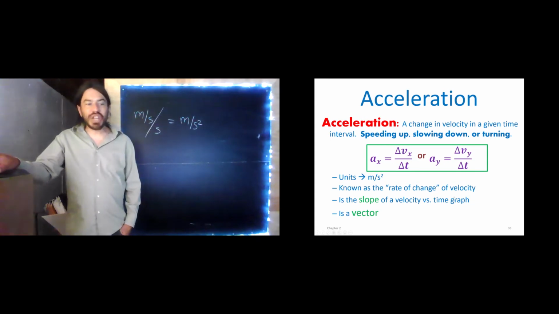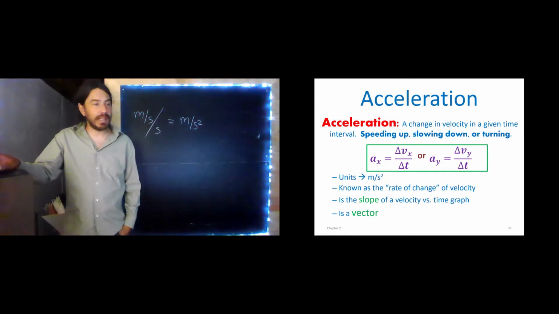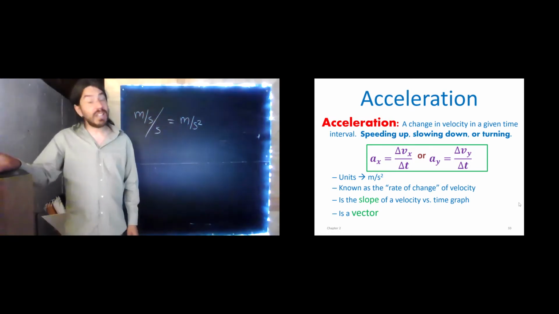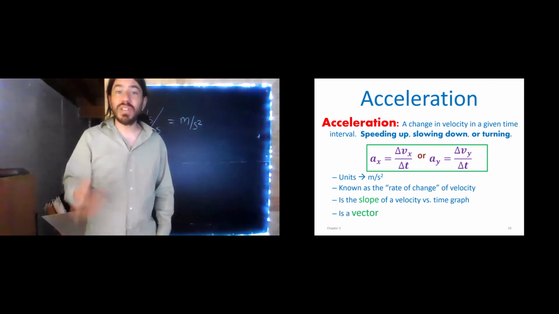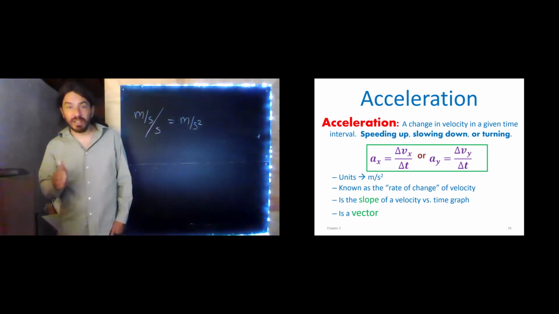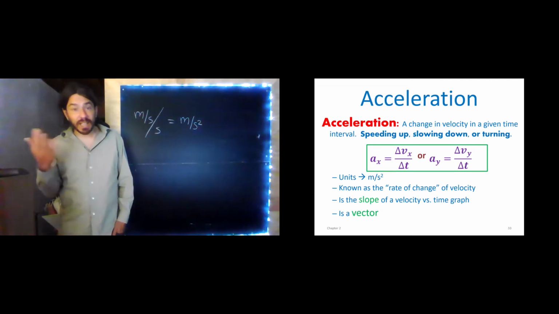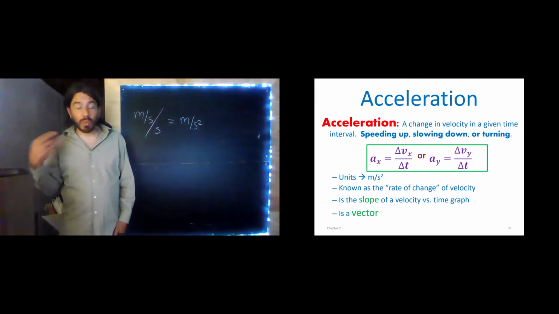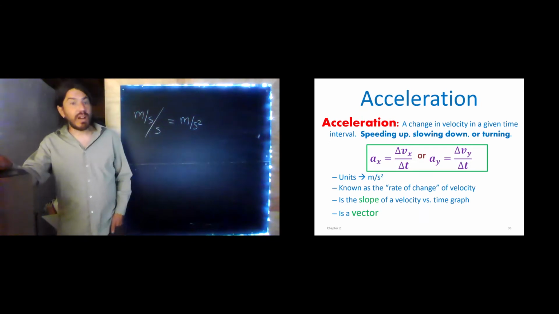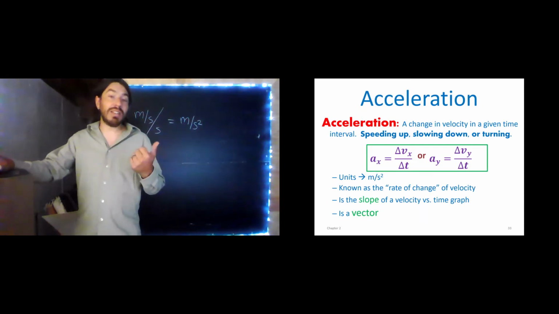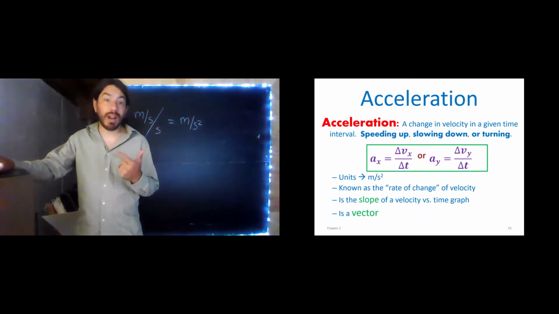It is the rate of change of velocity. Again, those of you that have had some calculus will recognize this as the derivative. Since it is the rate of change of velocity, that means that the slope of the velocity versus time graph is the acceleration. And it is a vector. Because it's the rate of change of a vector, it itself is also a vector. So now we've encountered two vectors, velocity and acceleration. They both require a direction and a magnitude.